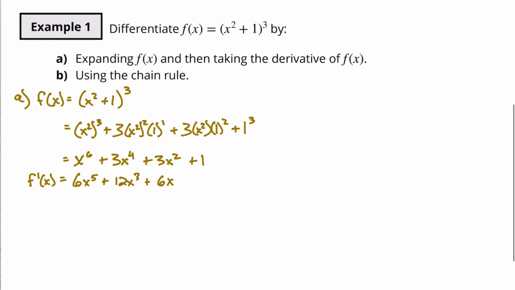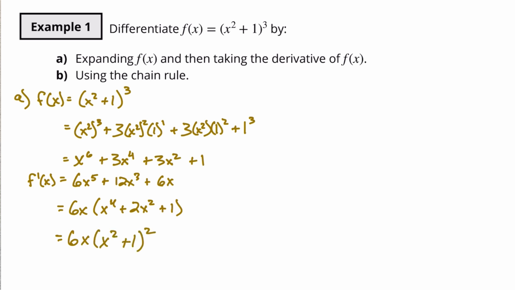And I notice here that all of these things have a factor of 6x in them. So I'm going to factor out 6x, and I'm going to be left with x to the 4th plus 2x squared plus 1. And this looks kind of like a quadratic function, and I've factored things like that before, and that's going to leave us with 6x times x squared plus 1 all squared.